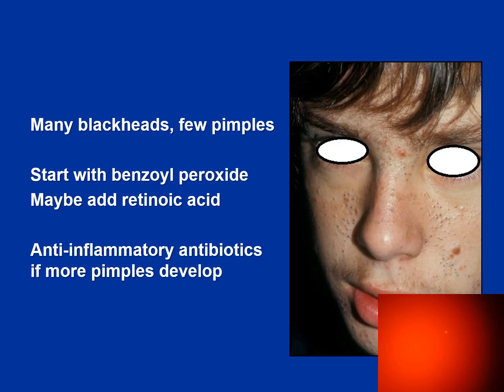This teenager has many blackheads but only a few pimples. His face cleared when he applied a comedolytic. He started with benzoyl peroxide and it was sufficient to clear his skin. If benzoyl peroxide was not working on its own, retinoic acid could be added because the combination works better than either alone. If he developed more pimples, he would be prescribed an anti-inflammatory antibiotic.